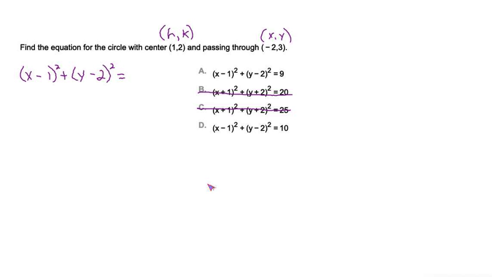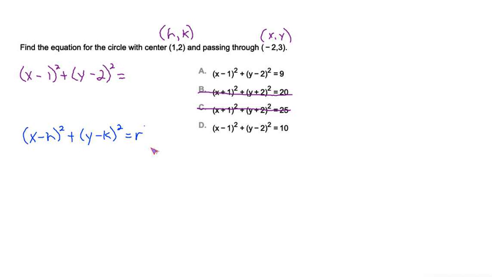So think about what this looks like. I have the center and a point on the circle. The radius is the distance between those. So we can use the distance formula on that. But you know what else? We could just use our equation of the circle. We could use our x minus h quantity squared plus y minus k quantity squared equals r squared.